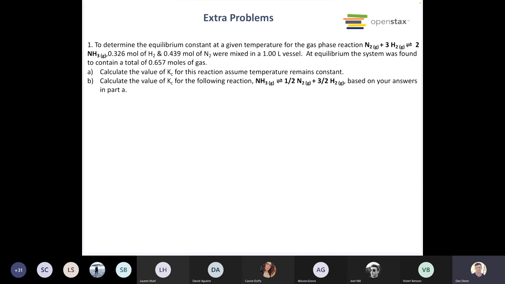Let's take a look at, these are extra problems. You know, I recommend giving them all the college try. Just give them a shot. Good problems. I've vetted all of them at one point in my life. So let's take a look at this one here.